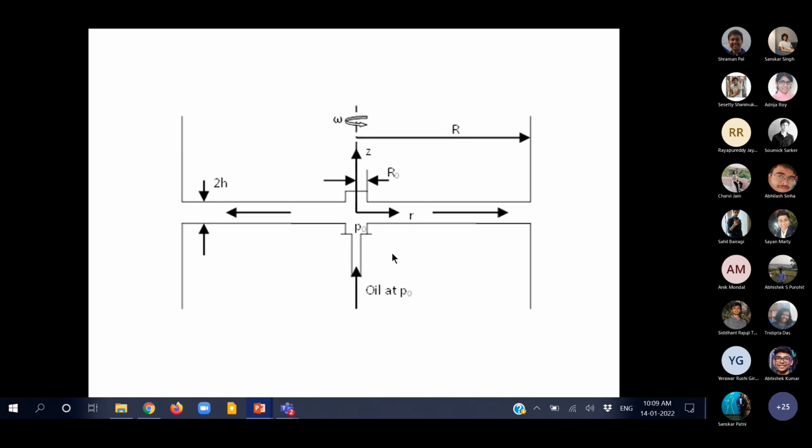So our aim is to obtain the weight that the top plate can support due to its rotation and due to the flow of a lubricant at high pressure gradient condition. But at the same time, one has to keep in mind that the leakage rate of the oil cannot be too large. If the leakage rate is too large, then you need to replenish this oil at regular intervals, which is kind of inconvenient. So we also have to keep the flow rate small.